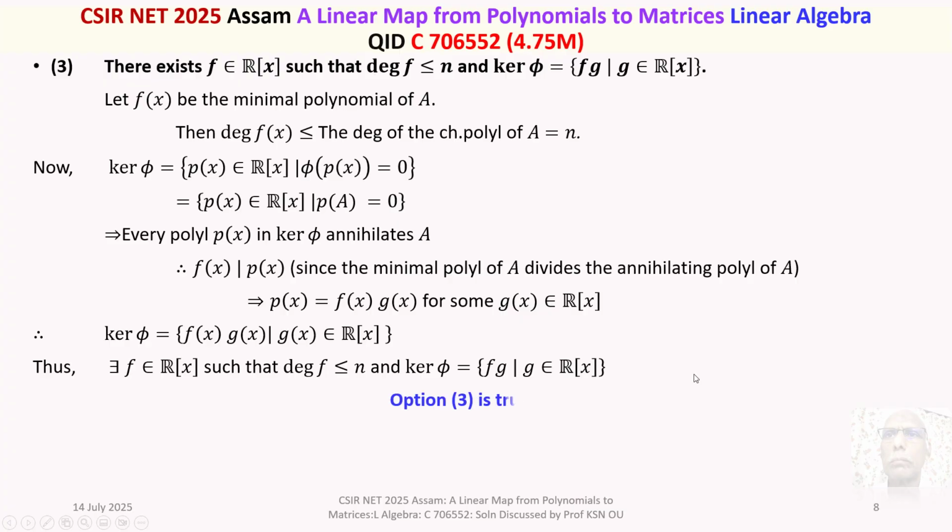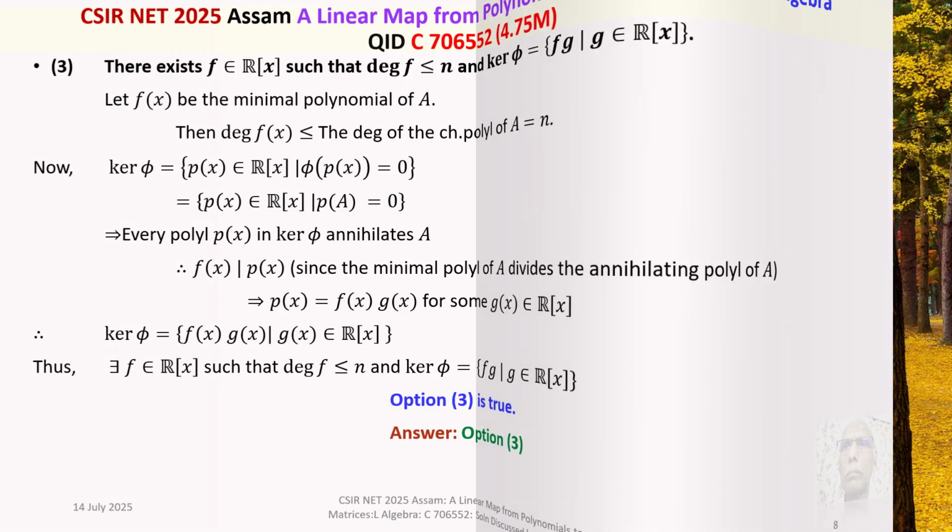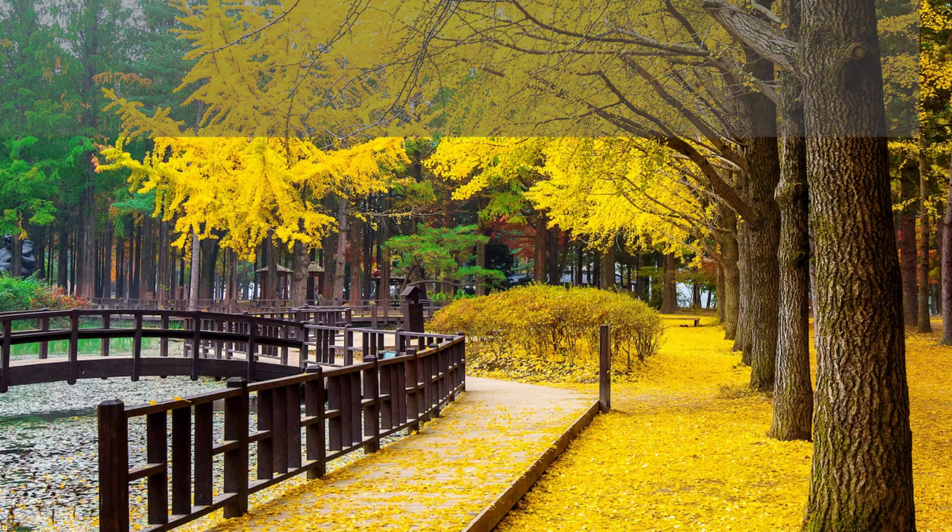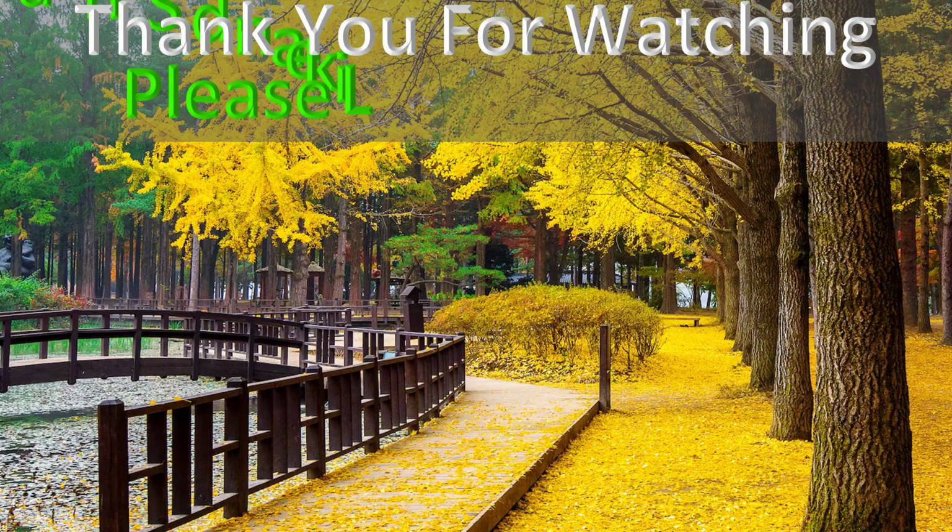Thus, we have proved option 3. Thus, option 3 is true. Therefore, the answer to this question is option 3. That is the detailed discussion of the solution of the given problem from the section Linear Algebra, which talks about a linear map from polynomials to matrices. And I feel it is a very good question. I am sure that you have understood the solution of this problem.